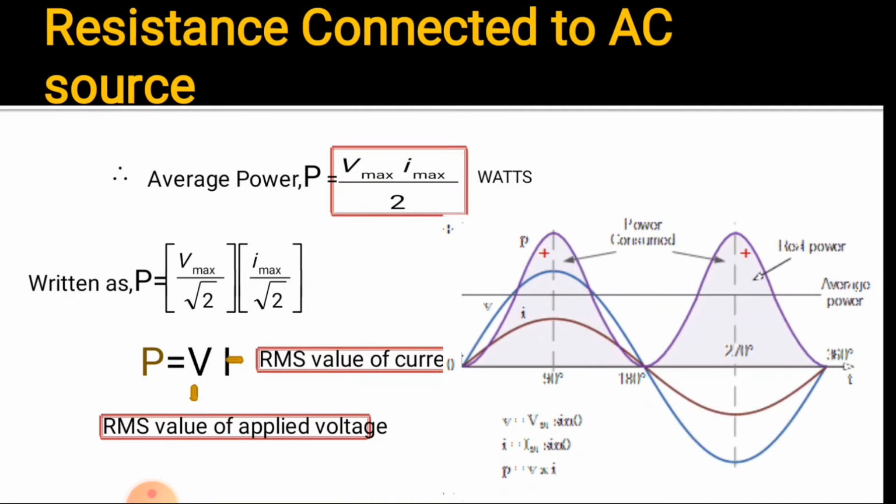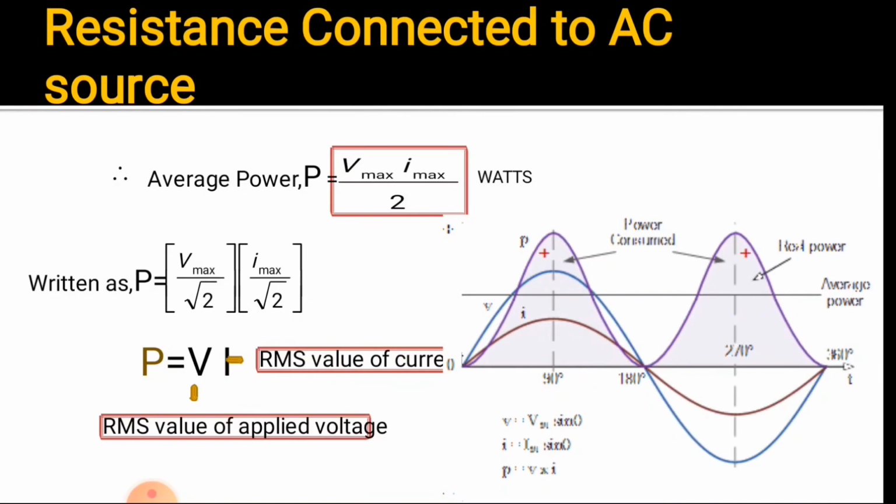The meaning of this equation is that for a pure resistive circuit, power is equal to the product of the RMS value of voltage and current. Therefore, the power factor, cos φ, is equal to 1. That is, the phase angle difference between voltage and current is 0.